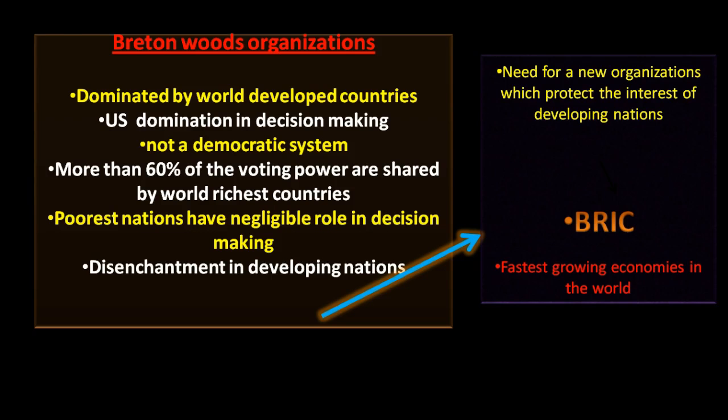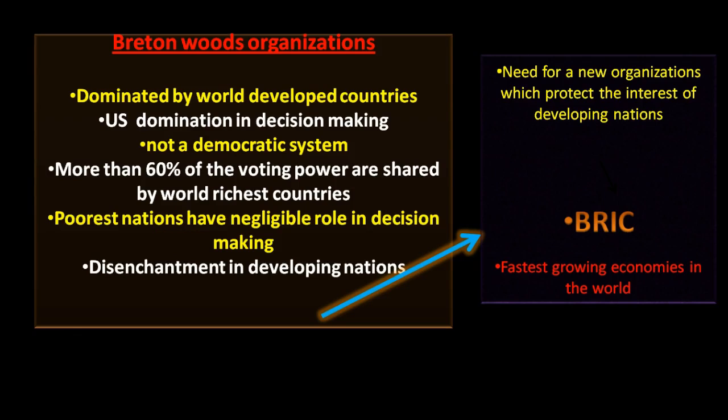In the previous video, we discussed the Bretton Woods organizations: IMF, International Monetary Fund, and World Bank, which are the existing institutions. All these organizations are dominated by the world's developed countries. More than 60% of the voting power is shared by the world's richest countries, and the poorest nations have a negligible role in decision making. And these organizations are not a democratic system.